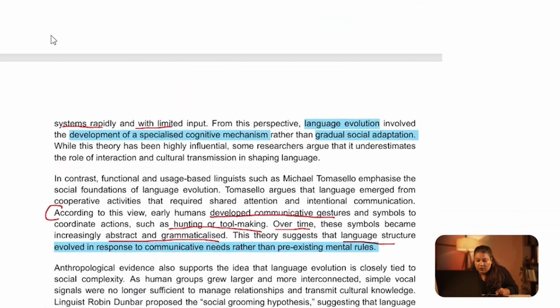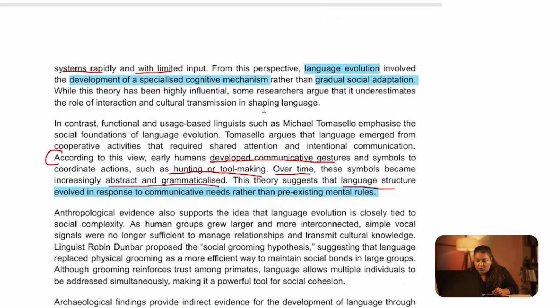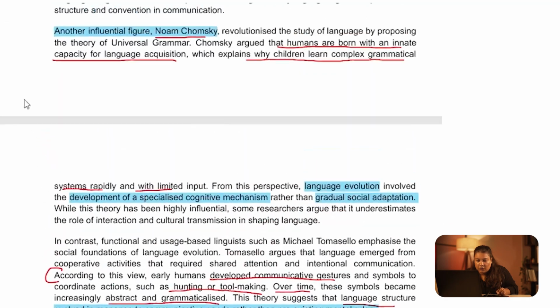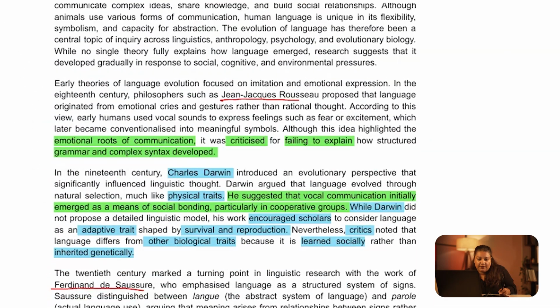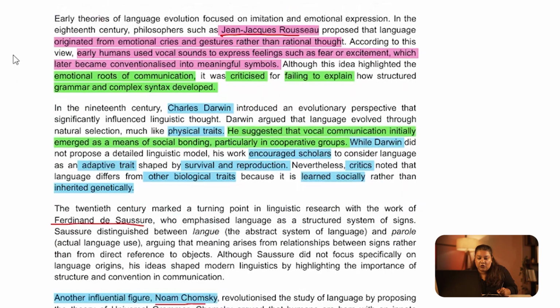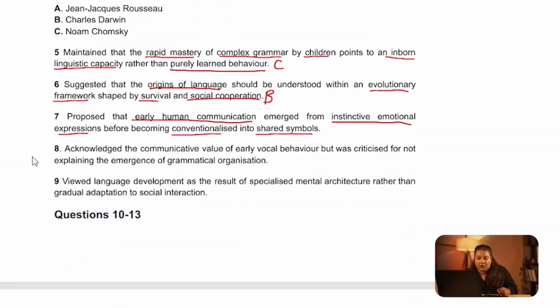So Chomsky, do we have anything talking about emotions, expressions? Not surely. So let's go back. Okay, so we do have it here. It clearly says that Jean-Jacques Rousseau proposed that language originated from emotional cries and gestures. So emotional expressions rather than rational thought. Early humans, we also have the keyword early humans, used vocal sounds to express feelings such as fear or excitement, which later became conventionalized into meaningful symbols. It is given exactly here. So my answer to question number 7 would be option A.